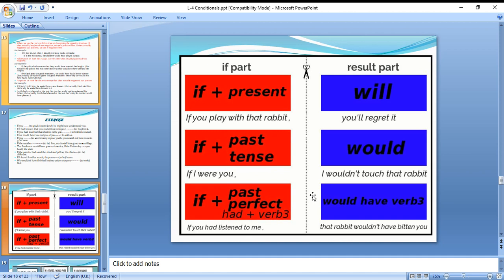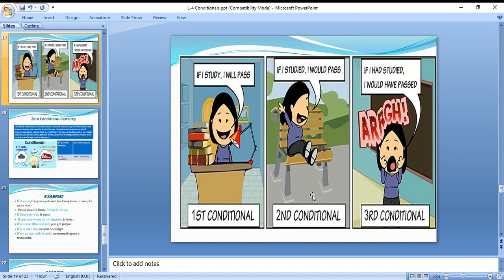In the third condition, that is unreal past, in the subordinate clause we use if plus past perfect, that means had plus third form of the verb: if you had listened to me. In the principal clause, would, have, and the third form of the verb, that means past participle. You can see this slide.